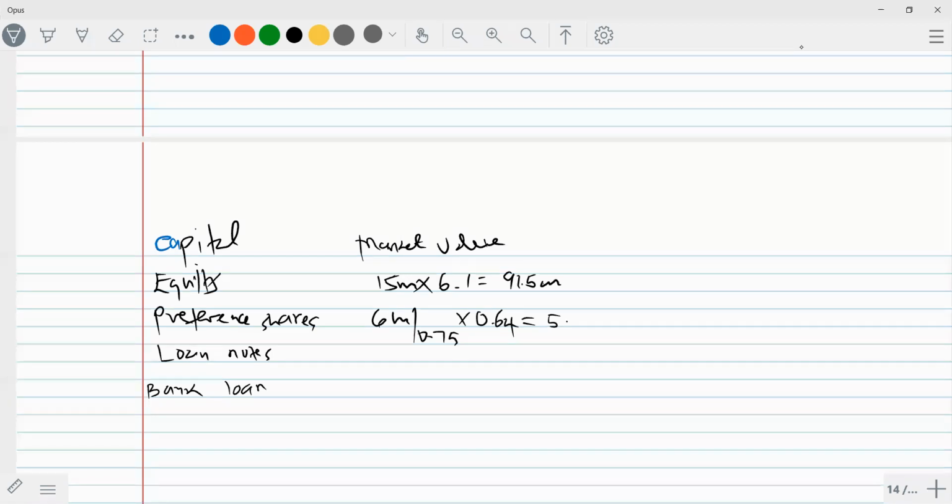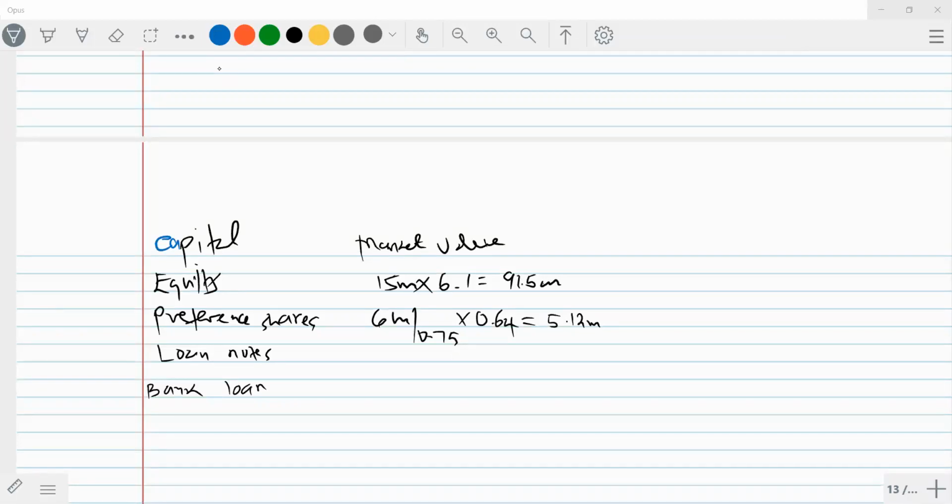Okay, Sharon, maybe check 5.12 million. I'm not sure, so maybe Sharon, you may want to check 5.12. Okay, 5.12, and that's the market value of the company preference shares.